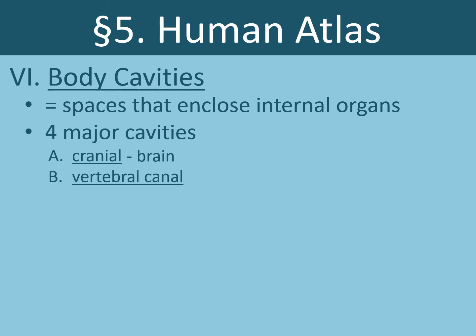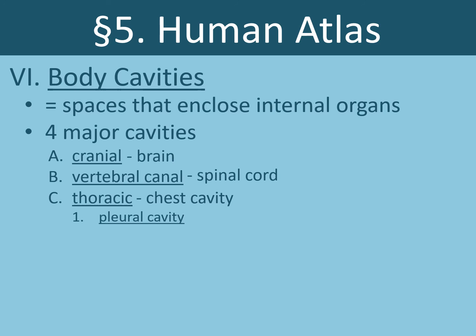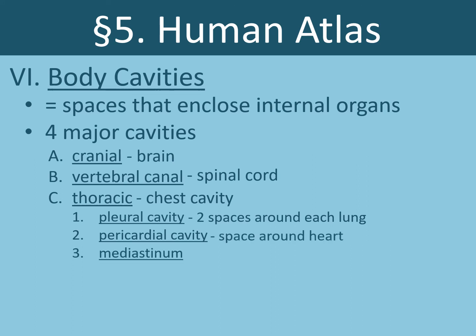We also have the vertebral canal, which is the cavity that surrounds our spinal cord. It's found in our vertebrae. The thoracic cavity, which is our chest cavity. The thoracic cavity is subdivided into the pleural cavities. These are the spaces that surround the left and right lungs. The pericardial cavity, cardio means heart, peri means perimeter or to surround, so this is the cavity that surrounds the heart. And the mediastinum, this is the region where the heart is located between the 2 lungs.